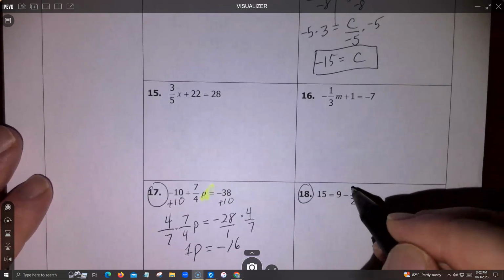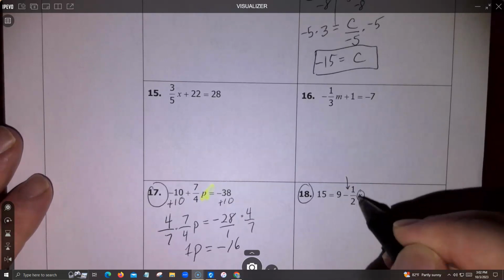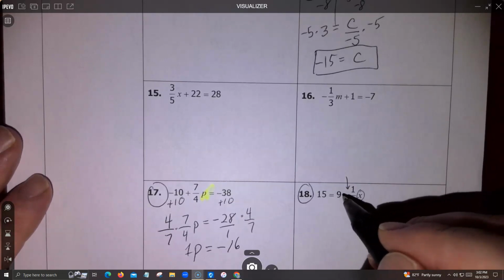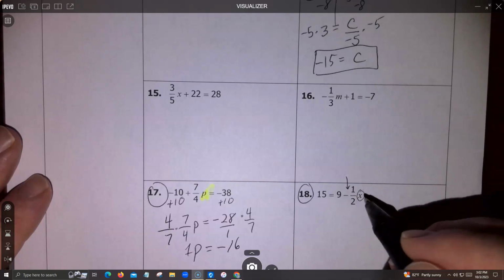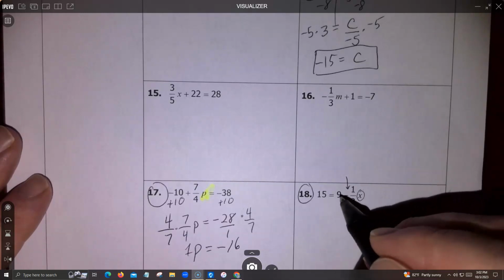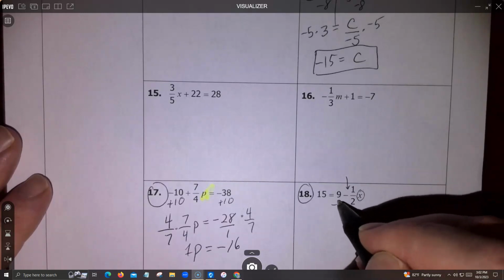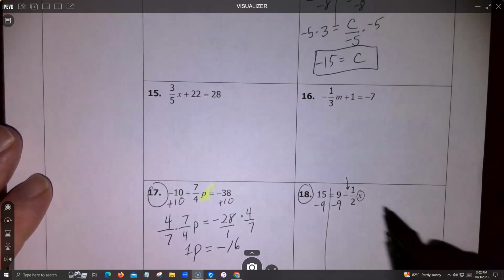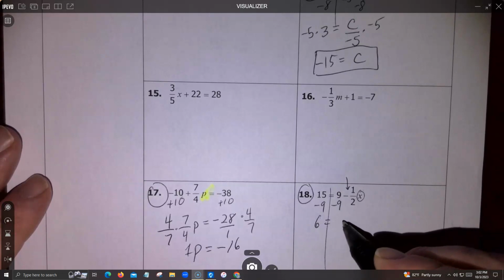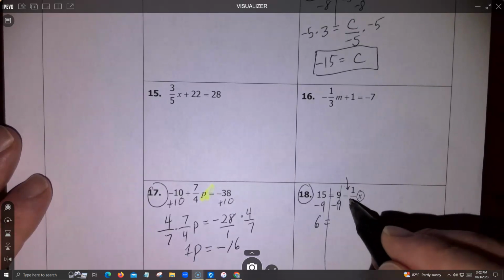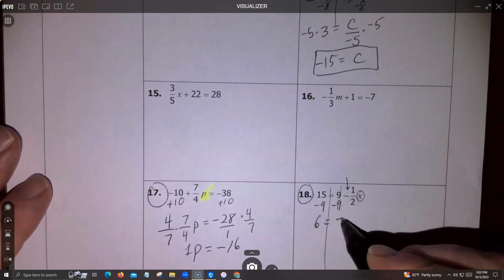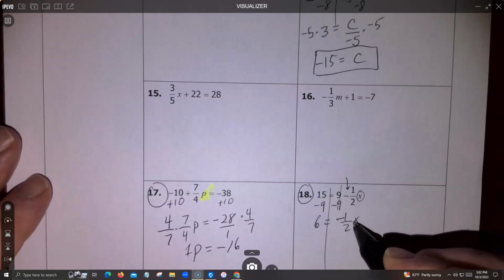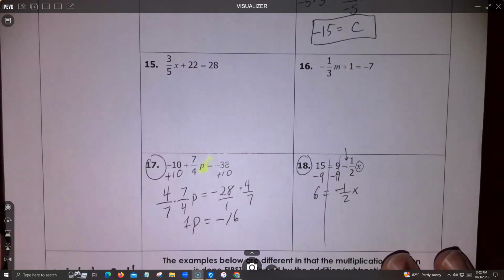Remember that that minus sign is attached to the half. It's not attached to the 9. The 9 is not being subtracted. The half x is. So I got to subtract 9 to get rid of it. Do the same thing on both sides. 6 equals, and again, you got rid of this, but this minus sign you haven't used yet, so you have to bring it down. If you don't use it, you have to bring it down.